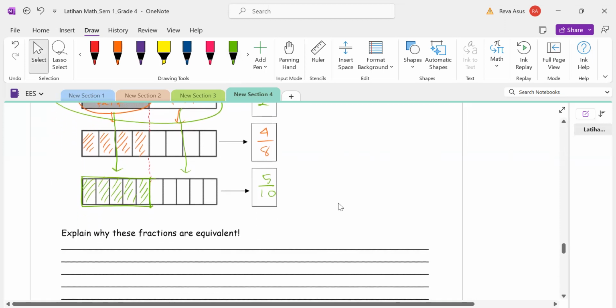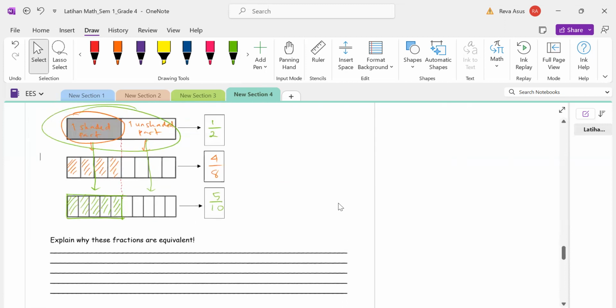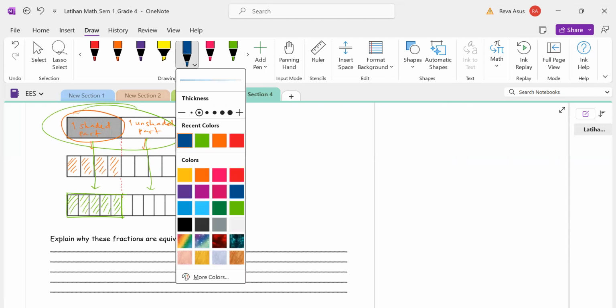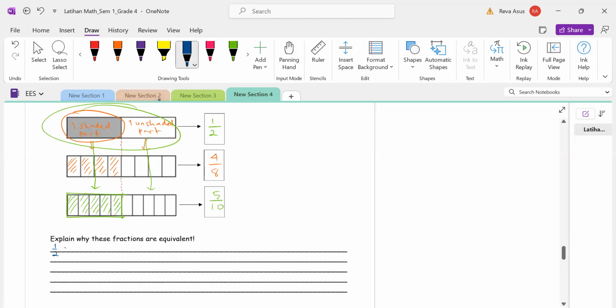So let's write the explanation why these fractions are equivalent. We need to give the information first that 1 out of 2 is equivalent with 4 out of 8 because when each part... why is it black? It's supposed to be blue.